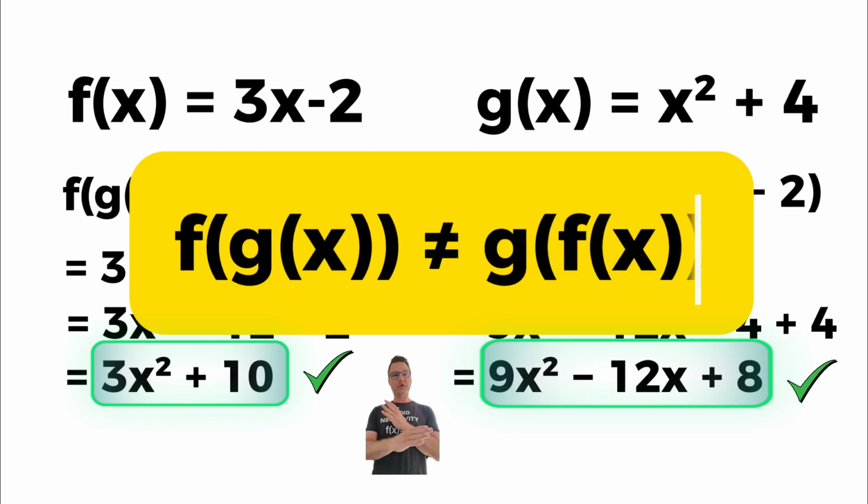Notice these answers are different. f of g of x gave us 3x squared plus 10, but g of f of x gave us 9x squared minus 12x plus 8. That's why order matters in composition of functions.